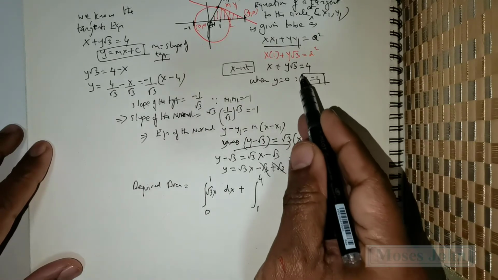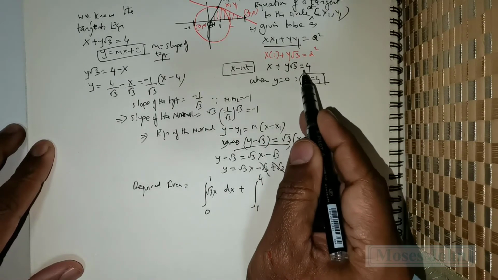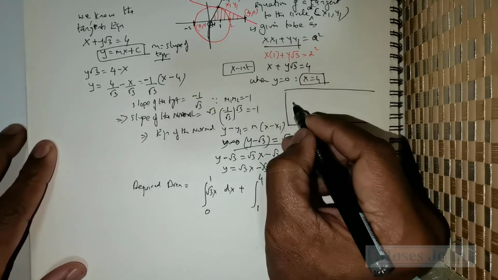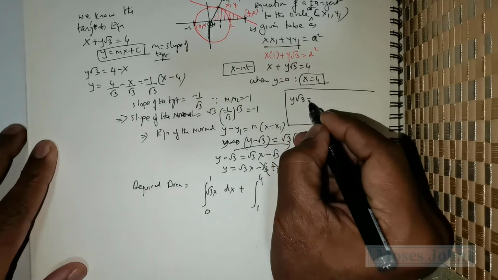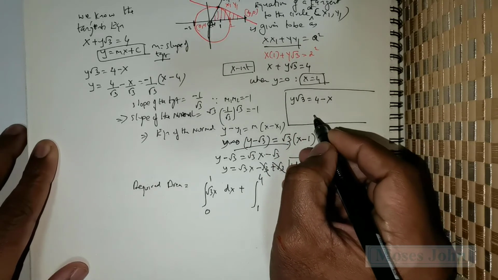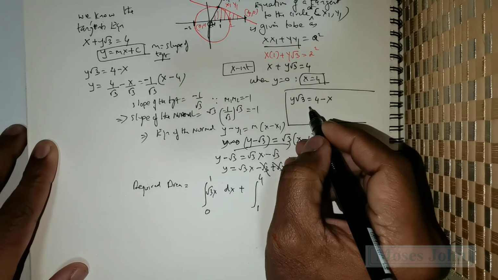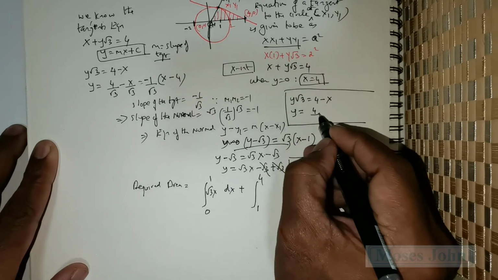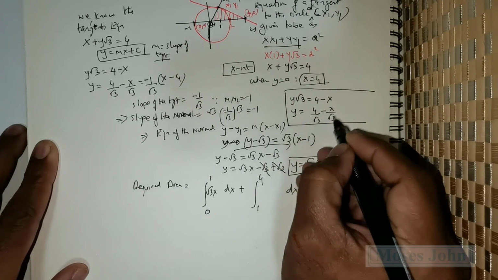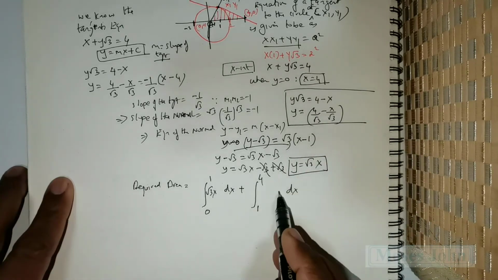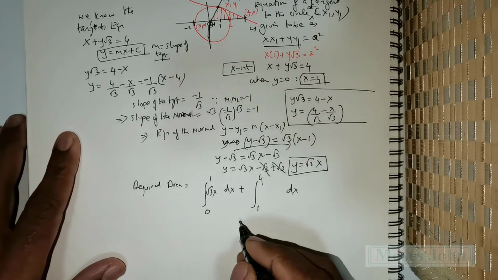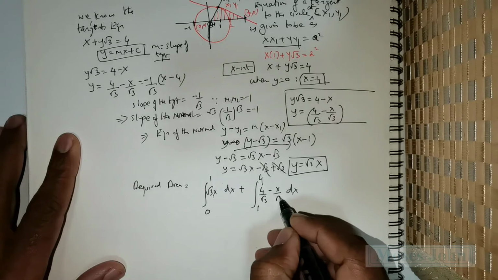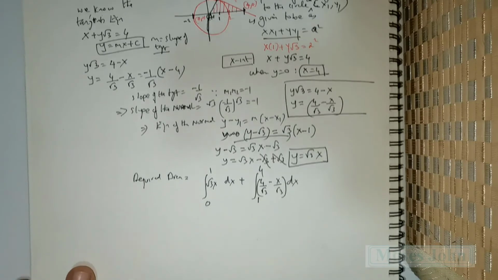Now I have been given x plus y root 3 equals 4. So if I were to rewrite that, y times root 3 is equal to 4 minus x. So from here, y is equal to 4 divided by root 3 minus x divided by root 3. So this is what we have to substitute over here. If I substitute it, I would get 4 over root 3 minus x over root 3. So I need to just do the integration.